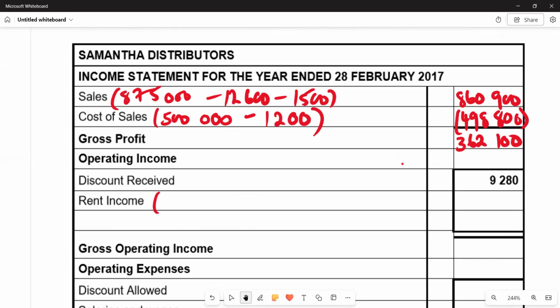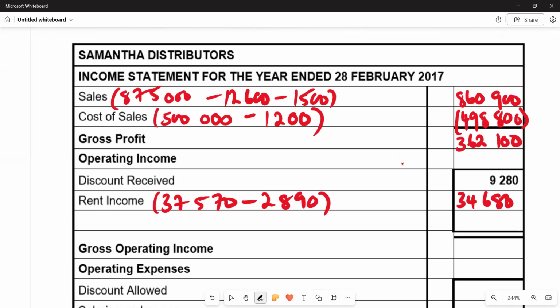We have got our rent that we are given in the trial balance, which is 37,570. And then we subtract the one that was received in advance, which is 2,890. So let's take note that whenever it's in advance, we subtract, but whenever it's an accrual or an owing, we add. As simple as that. So we subtract there, the answer that we are supposed to get is 24,680.